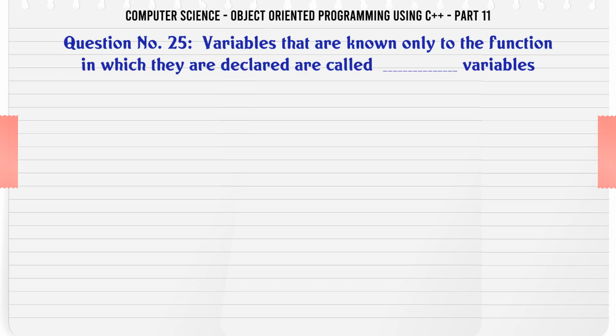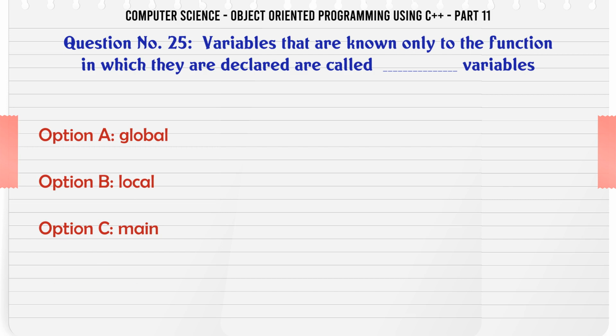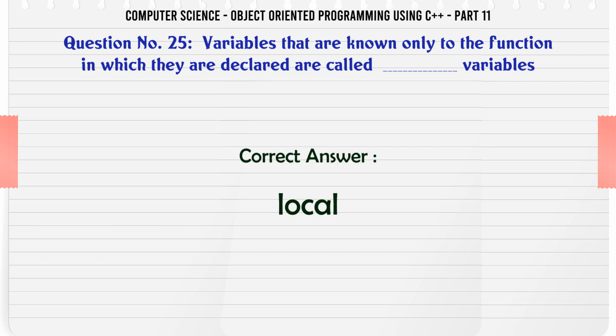Variables that are known only to the function in which they are declared are called variables. A. Global. B. Local. C. Main. D. Separate. The correct answer is local.